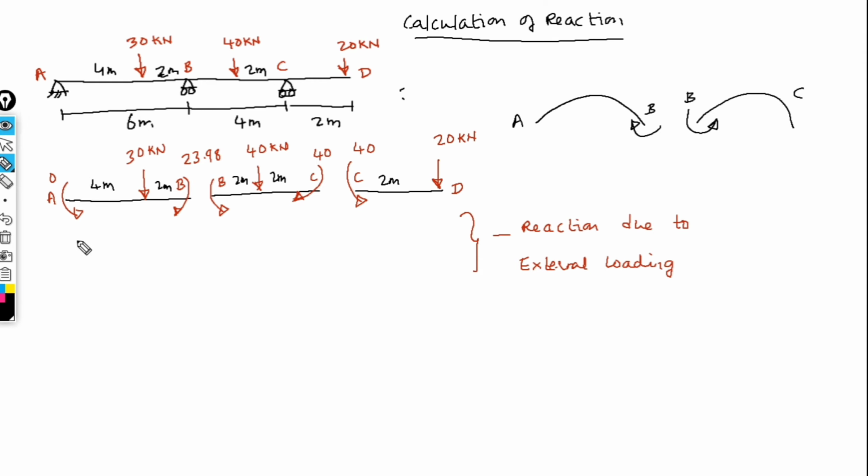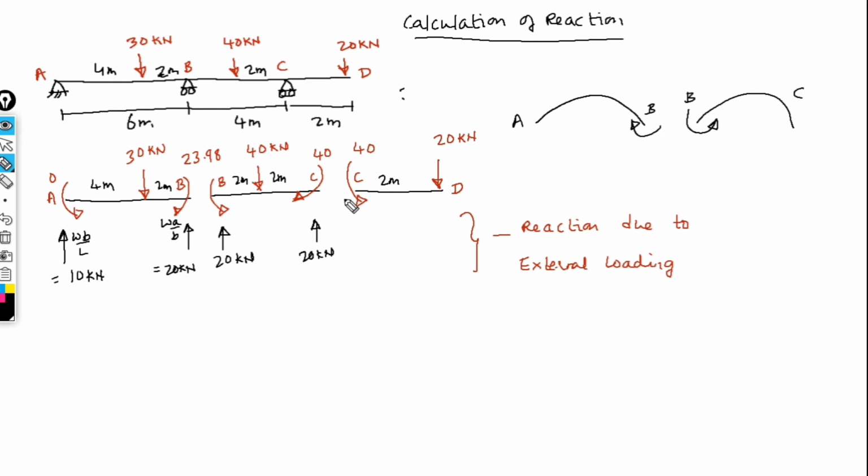Now first we need to find the reaction due to external loading. AB is subjected to an eccentric load. Here it will be W B by L and here it will be W A by L. When you solve it, you will get 10 kilonewton. This will be 20 kilonewton. BC is subjected to a concentric point load. Since it is concentric, the calculation of the reactions is very easy. Total load divided by 2. So the reactions are equally distributed over the supports.